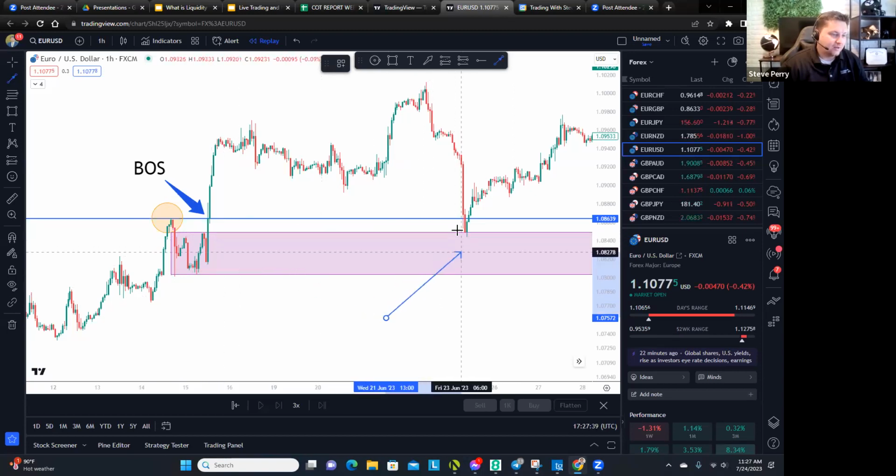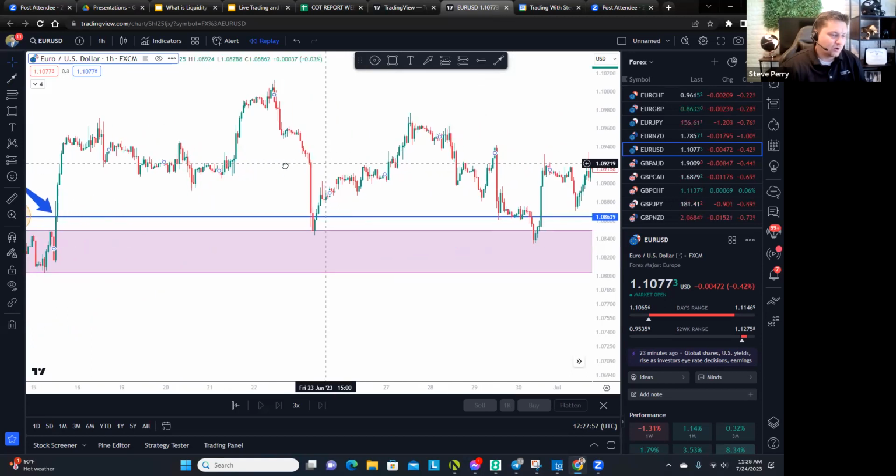Now it's mitigated. Can it work a second time? Sure. But once liquidity gets tapped into at least once, I typically don't use it again because it's already been mitigated. So you want to find zones that haven't been touched yet. Once they've been touched, they're usually not that good anymore.